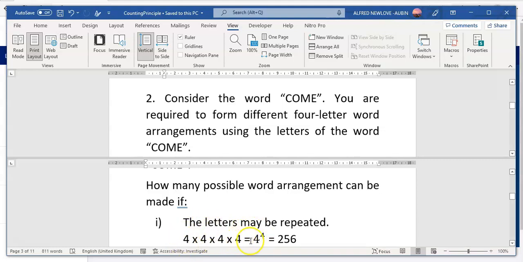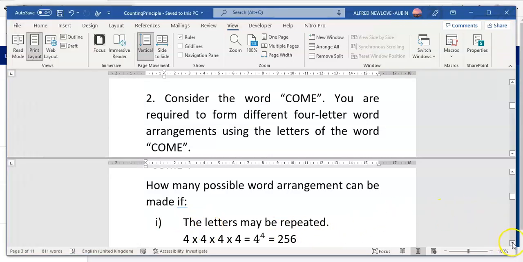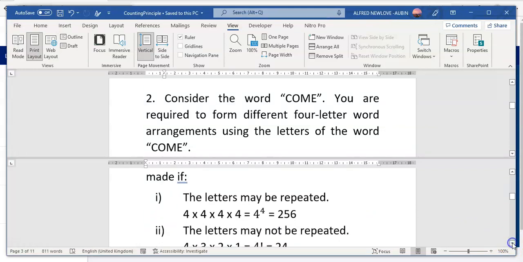So here, what is going to be our answer? 4 to the power 4. Alright, and 4 to the power 4, if you press on the calculator, what are we going to have? 4 to the power 4 is going to give us 256.